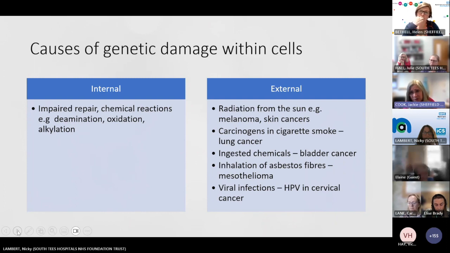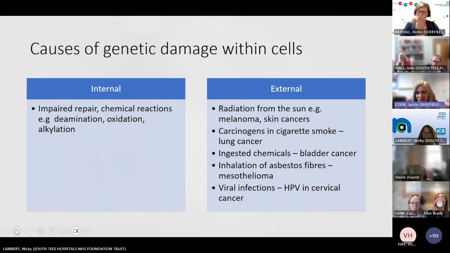But there are also a lot of things that we are exposed to externally that cause genetic damage. And I've written some of the more common ones here. The first is radiation from the sun. So that radiation causes genetic damage. If we expose our skin and get sunburn and skin damage, then that will result in damaged genes within our skin cells, and those are the drivers for the skin cancers that are related to sun damage, such as melanoma and BCCs. And those cancers are more common in sun-exposed areas, particularly on the face.